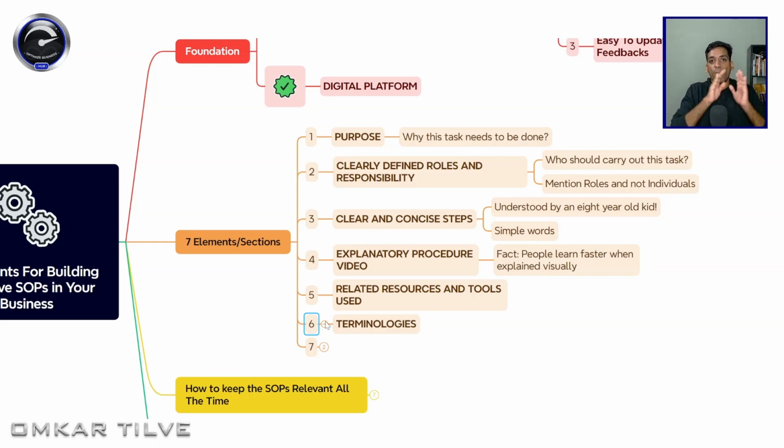Next, you should also have a section to explain the terminologies used in the procedure. Because if there is a complex word over there and an employee reads this, then he will skip that word and he won't understand the procedure because he didn't know the meaning of that word. So any complex words or anything that you feel the employee won't get on the first instance, put it in the terminology section so that he can easily access the meanings of these terms.